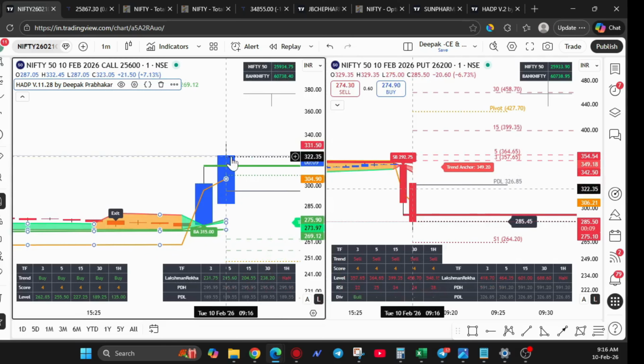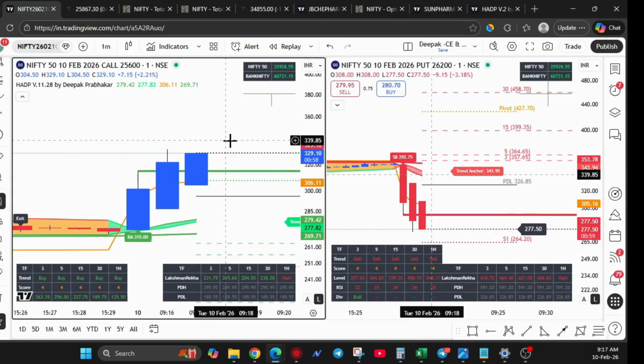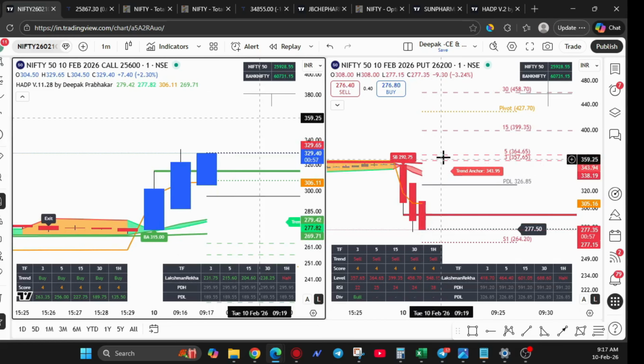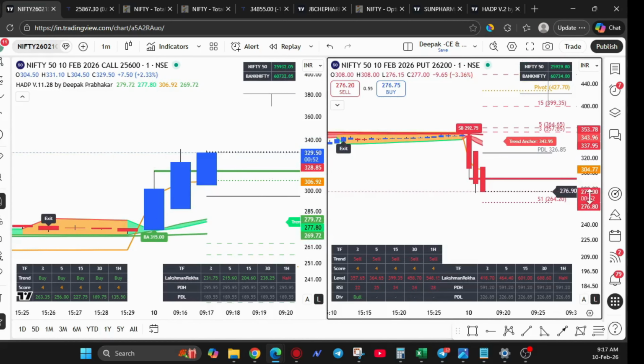So it has hit 332 already. It has given you that 12 points minimum that we wanted, right? It has hit 332 already. So you exit 60%. On the put side, you can see how it is falling.